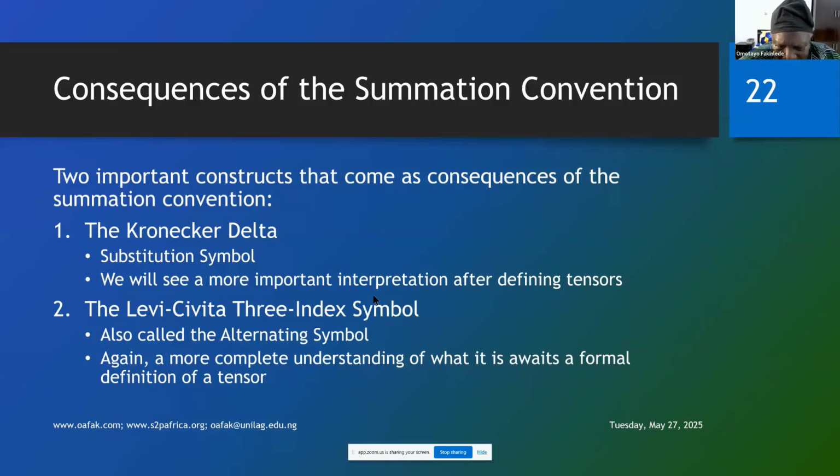So let us begin. Once you understand the summation convention, the next important thing is to understand what the Kronecker delta is. And then you will see that the Kronecker delta is related to the Levi-Civita 3-index symbol, which we will define shortly.